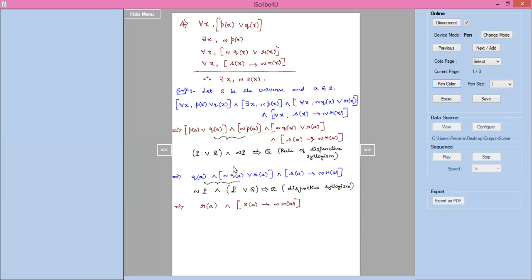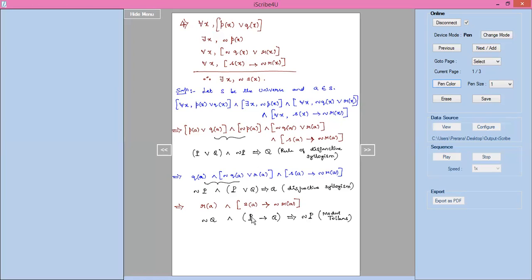Now this is by the rule of modus tollens. What is modus tollens? P conditional Q and negation Q implies negation P. So we are applying the rule of modus tollens to arrive at the next step. This is of the form P conditional Q and negation Q, which will imply negation P. We apply this step to the next one.